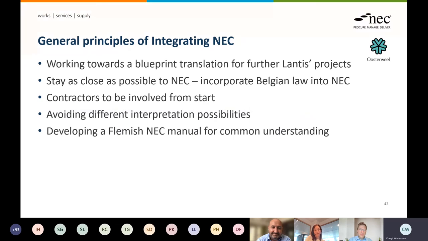We also decided that we needed to involve the contractors right from the start, from when we started translating, even when we started thinking about changing the contract. And we need to avoid different interpretations, because when translating, there's always the possibility of having different interpretations of the clauses. And while we have to translate the contract itself by law, we also set the idea of translating the manual using the one that's there, but having our own Flemish manual in order to have one that matches our contract perfectly.